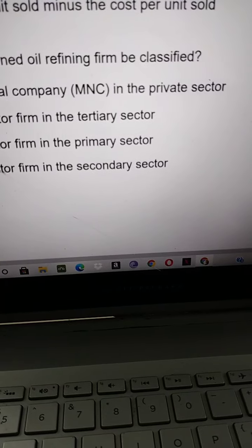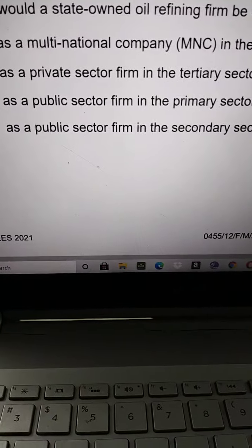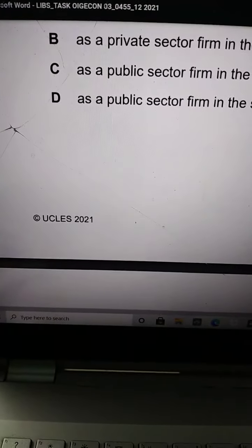Should a state-owned firm be classified as... So it should be a public sector firm in the secondary sector because it is refining of the oil. Question number 15. Question number 16.